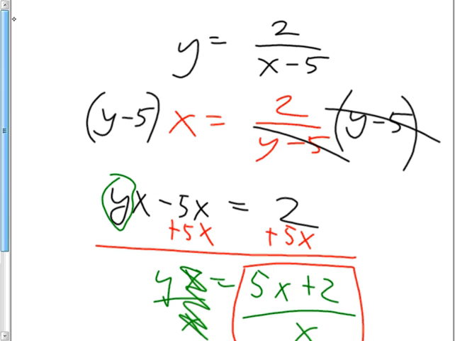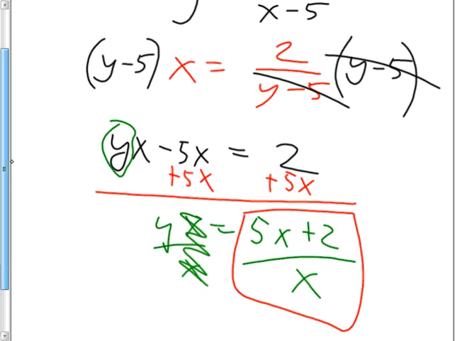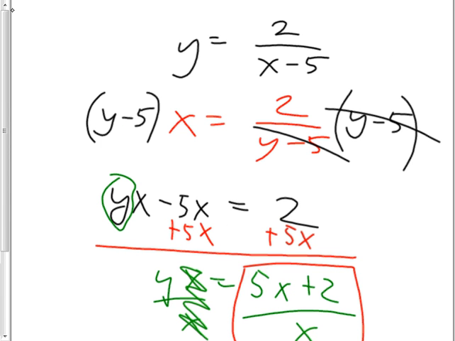Do you get, this one had a 2 divided by, and this one's got a, wait a minute, 2 divided by x minus 5. Let me make sure I didn't make a mistake in there somewhere. You got the same thing as I did?